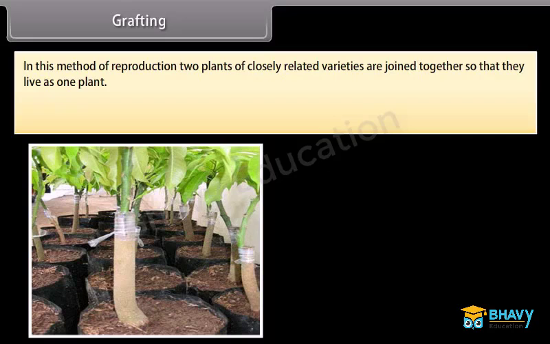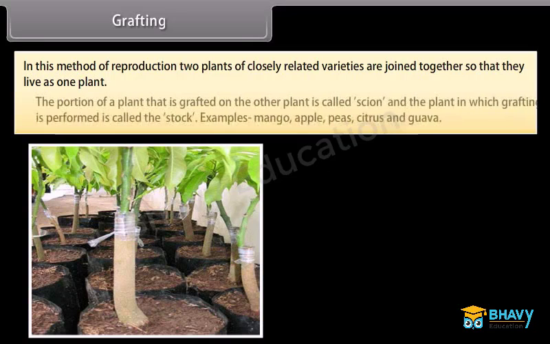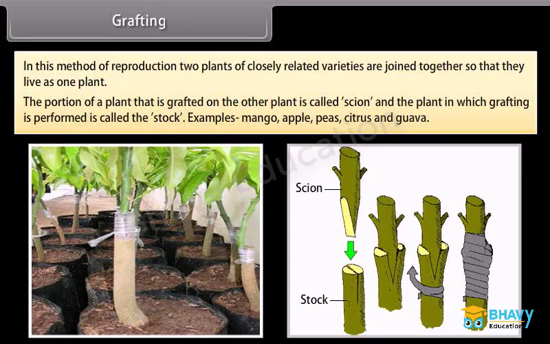Grafting. In this method of reproduction, two plants of closely related varieties are joined together so that they live as one plant. The portion of a plant that is grafted on the other plant is called the scion, and the plant in which grafting is performed is called the stock. Examples: mango, apple, pears, citrus and guava.